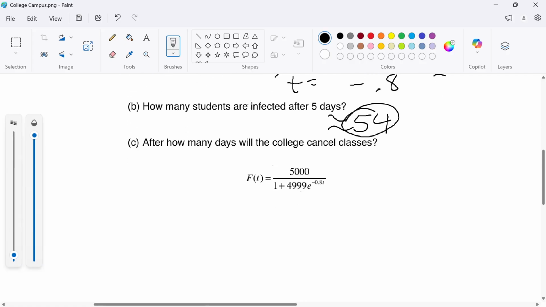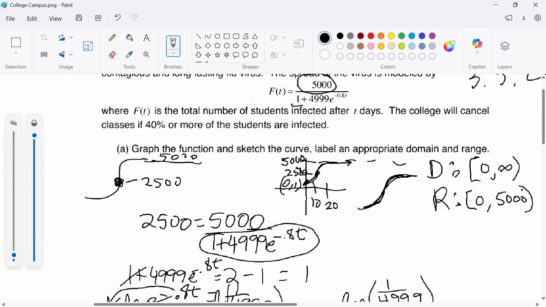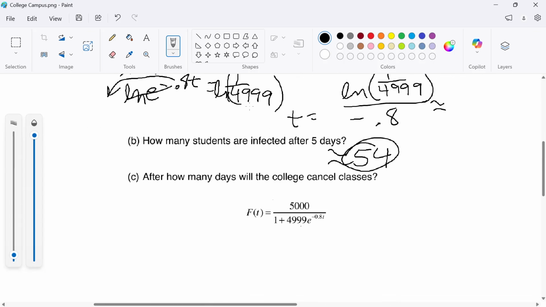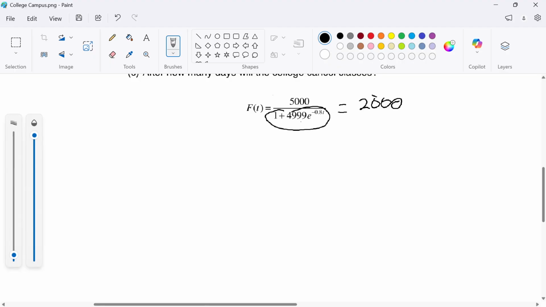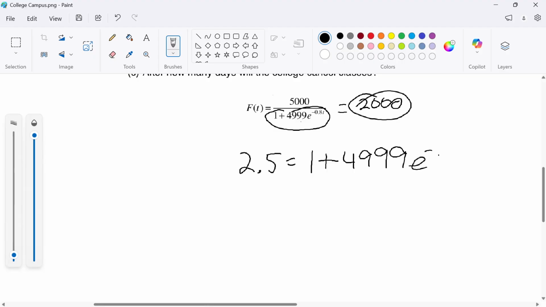Then it says, how many days will the college cancel classes? Well, it has to be when 40% or more are infected. Well, 40% of 5,000 is 2,000. So now I'm going to do the same thing. Multiply both sides by this denominator, divide both sides by 2,000. 5,000 divided by 2,000 is 2.5 equals 1 plus 4,999 e to the minus 0.8t. I'm going to subtract 1 from both sides, then divide by 4,999, so I get 1.5 divided by 4,999 equals e to the minus 0.8t.